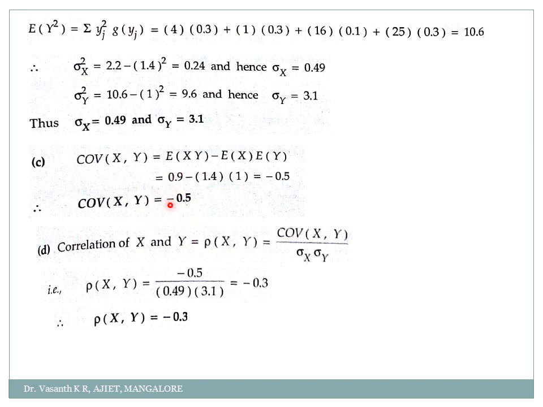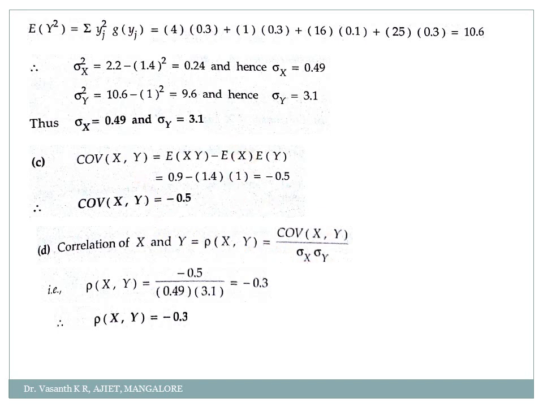Clear? Then correlation of x and y. So it is simply rho of xy. Correlation means rho of xy, and it is given by covariance of xy divided by sigma x into sigma y. So my covariance of xy is minus 0.5 divided by sigma x is how much? 0.49, and sigma y is 3.1. It will give me minus 0.3. Clear? So this is the way how we have to calculate our covariance or correlation of x and y.